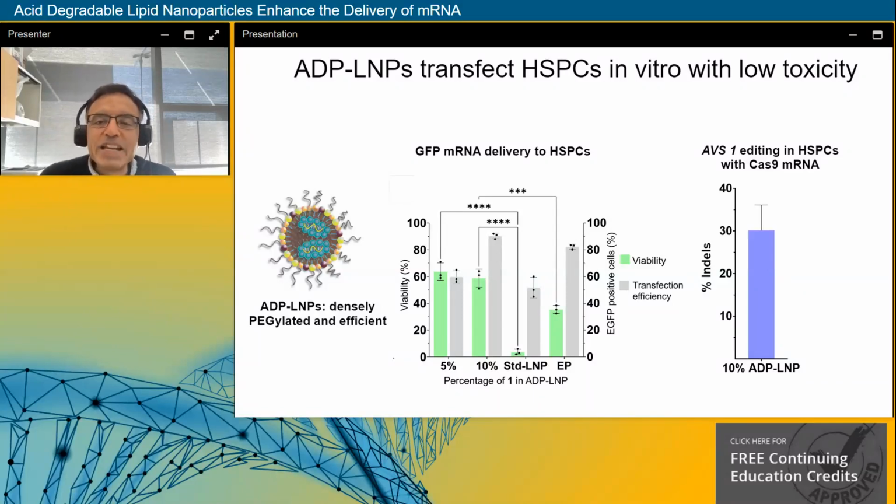But if you deliver with ADP LNPs, your transfection efficiency is slightly higher than what it is for electroporation. It's close to 90%. And your viability is also higher. It's about 60%. So we think that ADP LNPs could have some applications as cell therapy reagents. ADP LNPs were also able to deliver Cas9 mRNA and guide RNA and edit HSPCs.